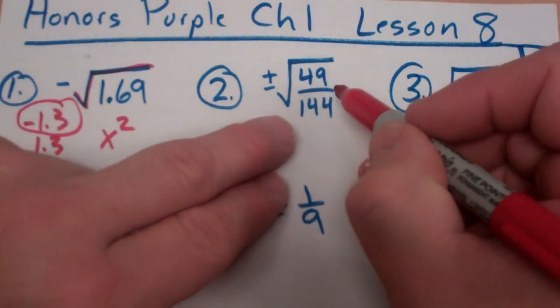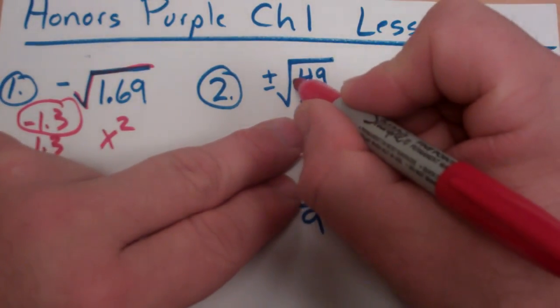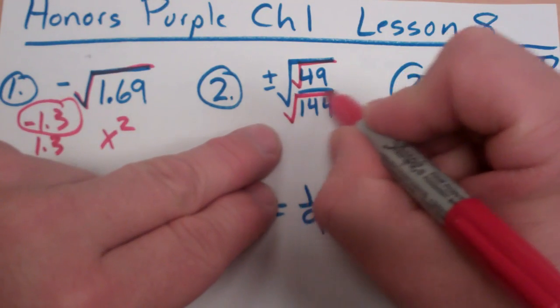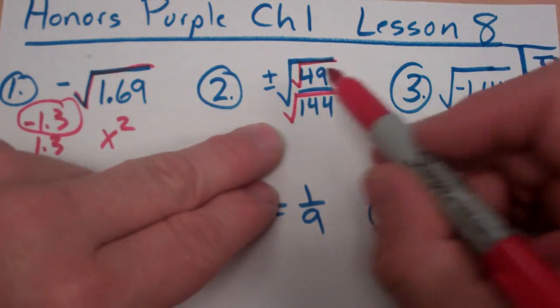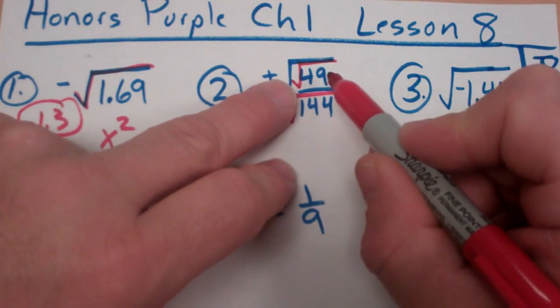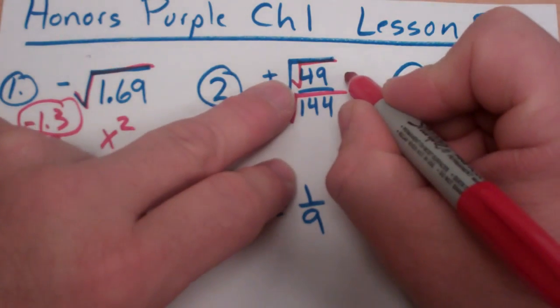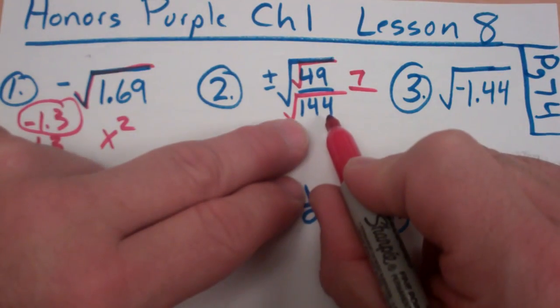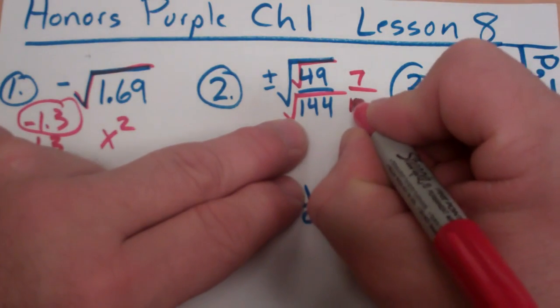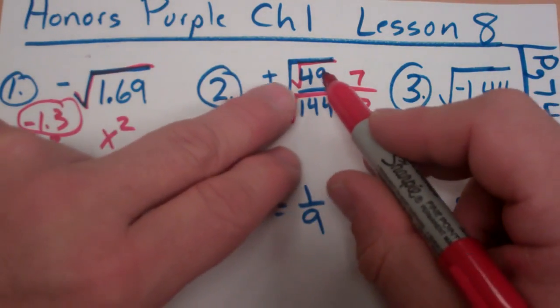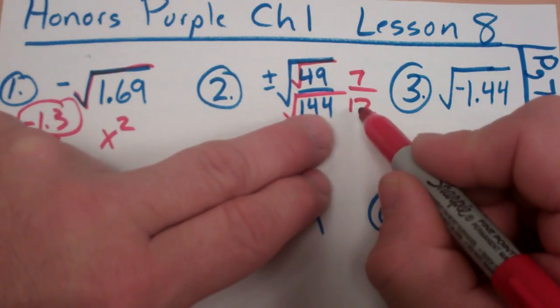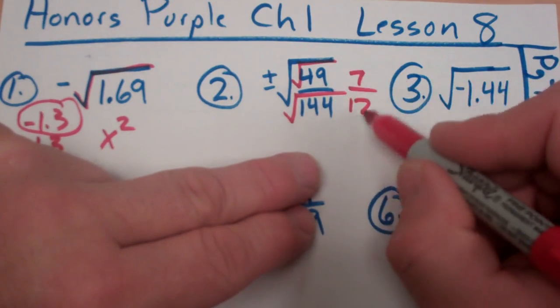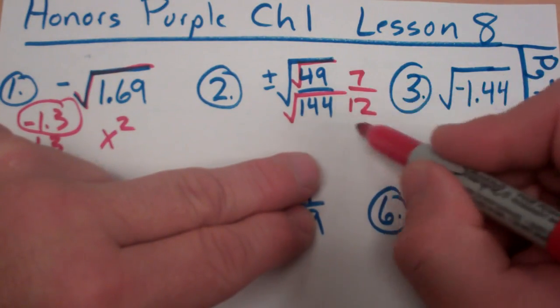Okay. Remember, if you have a square root of a fraction, you're really saying I want the square root of the top one and the square root of the bottom one. So the square root of 49, what times itself gets you 49? 7. Right? And what times itself gets you 144? 12. And so the square root of 49 is 7, the square root of 144 is 12, so the square root of 49 over 144 is 7 over 12.